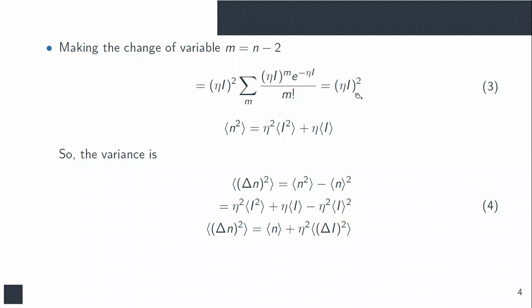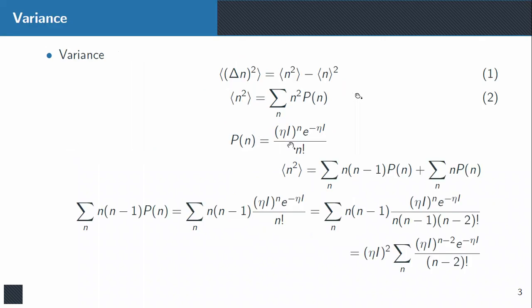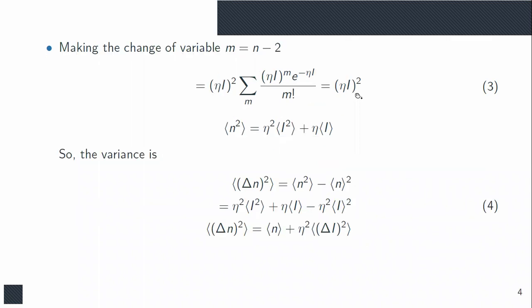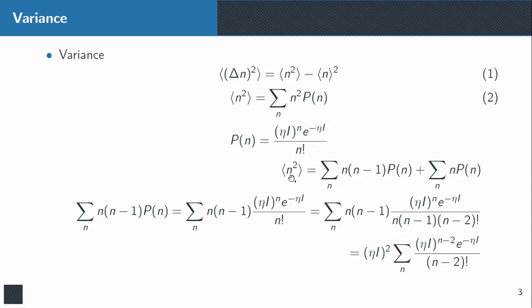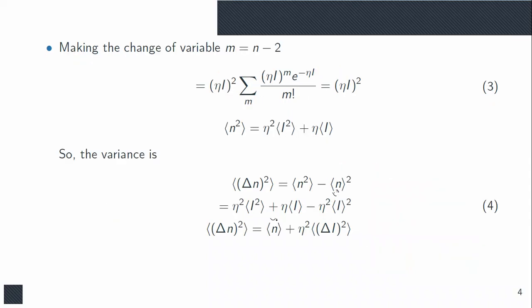So the average of the n square is calculated as this, that is the first term in equation 3, and we know that the average of the photo count follows this mathematical form, that is the average of the intensity with the constant, that is the efficiency of the detector. So putting all this in equation 1, we end up with this, and we can take eta square as common, and we end up with the variance of the intensity of the field, that is the fluctuation of the field.